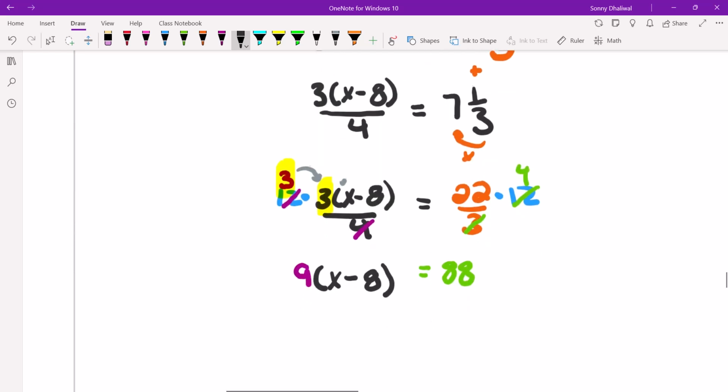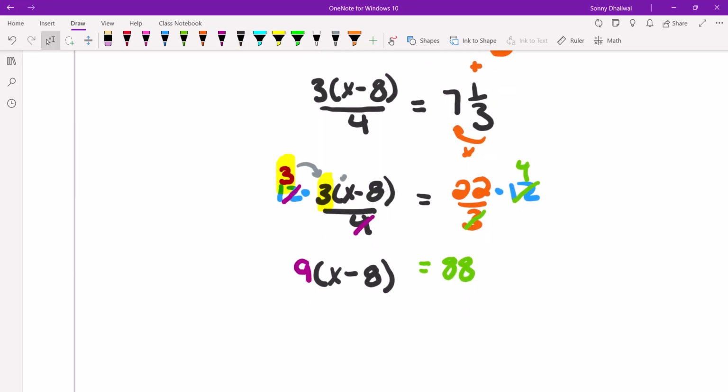Right? So now we want to get rid of the brackets. So you go 9 multiplies x, which is 9x, and then multiplies the 8. What do we get? What do we write down for that? Positive or negative?